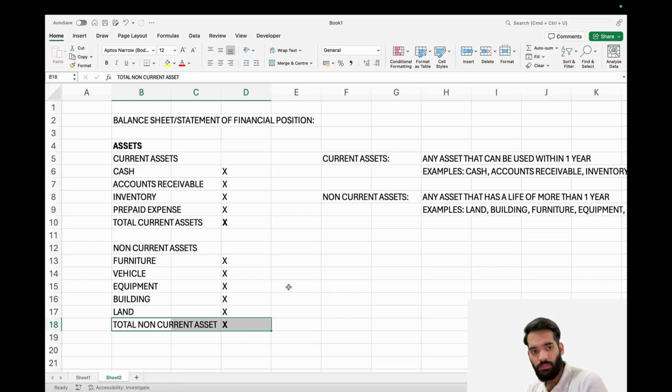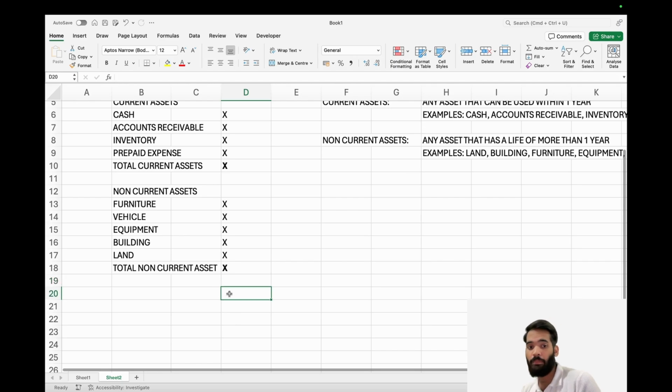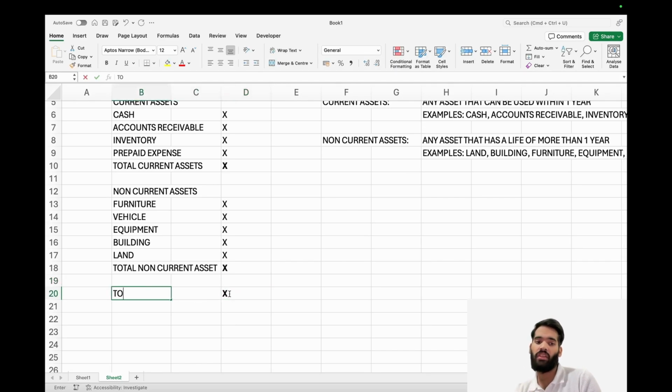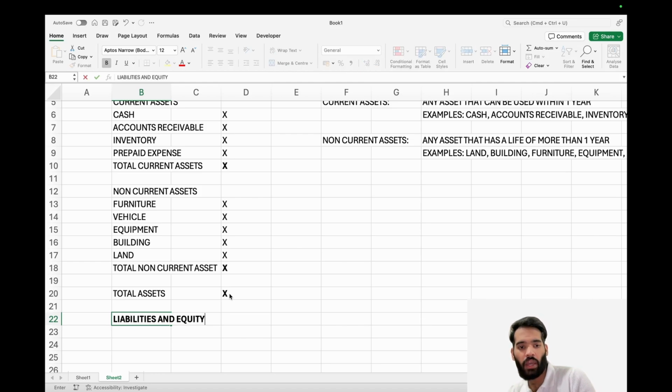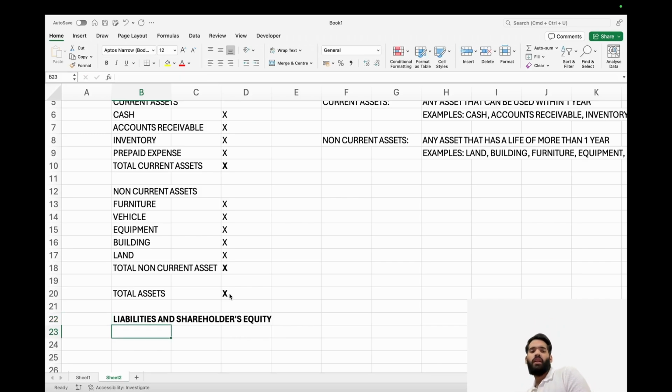Once we know the total current assets and total non-current assets, we will combine both of them to get the total assets that we have in our business. So now we're done with the assets part of the balance sheet. Now we'll do the part which is called liabilities and equity. If you're doing accounting for a company, you'll write shareholders equity. But even if you write equity, that doesn't really affect it much. It's just a name, right? So let's say liabilities and shareholders equity.